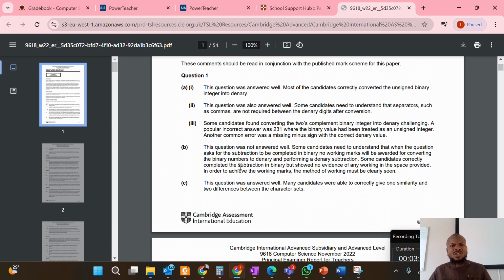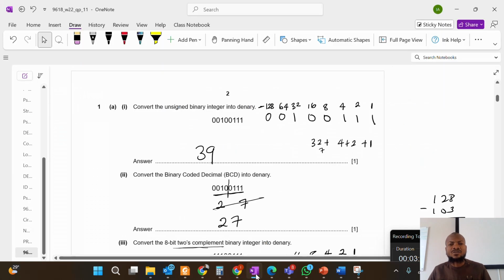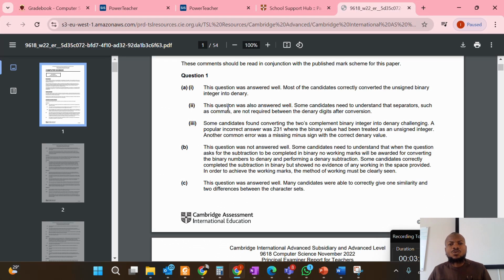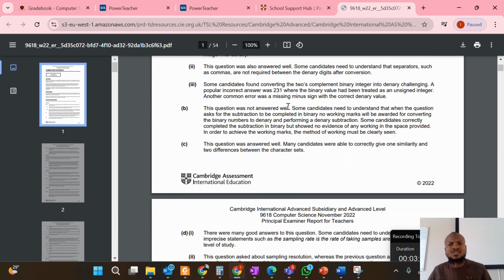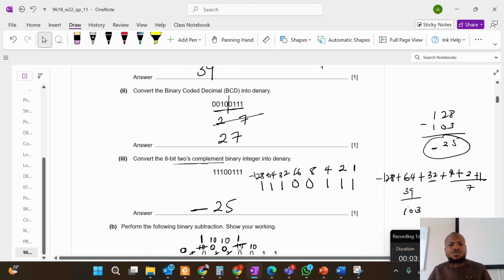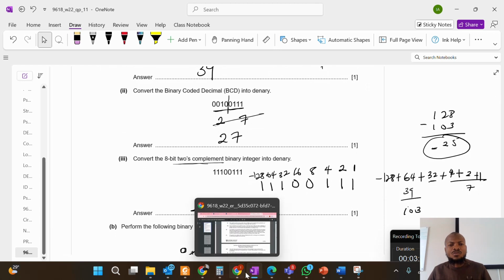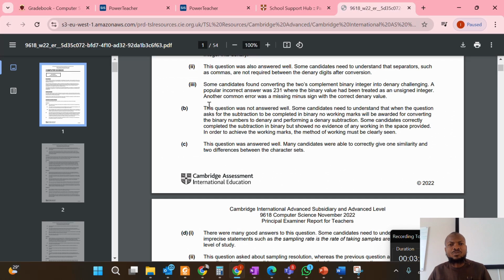Now, let's take a look at question 1. For question 1, the question was answered well. Most of the candidates correctly converted the unsigned binary into denary, which is very simple. The question was also answered well for the BCD. Now, for the third question, which is III, the 8-bit 2's complement binary integer into denary.